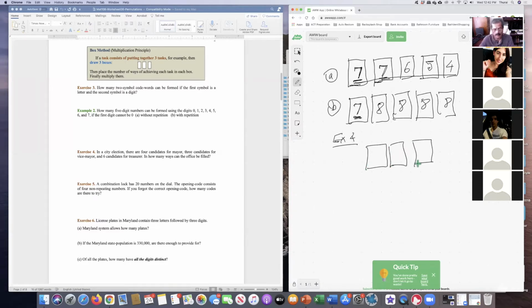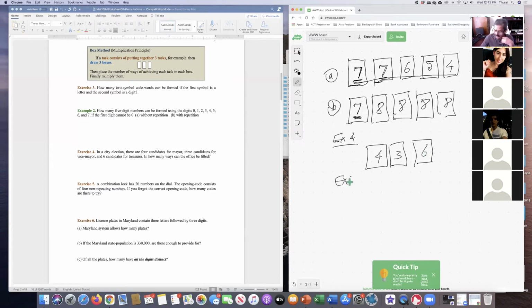There are 3 office seats to fill. And for the first seat, there are 4 candidates. So 4 ways to fill the first one. For the second one, there are 3 candidates. And there are 6 candidates for the third one. Multiply them to get the answer.